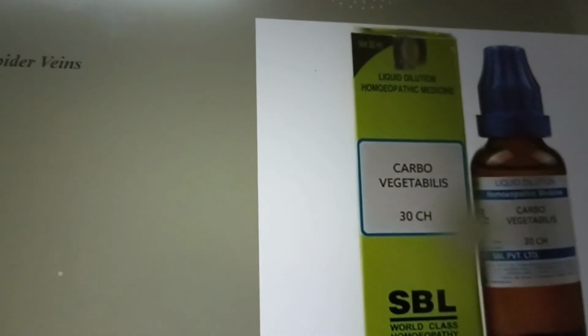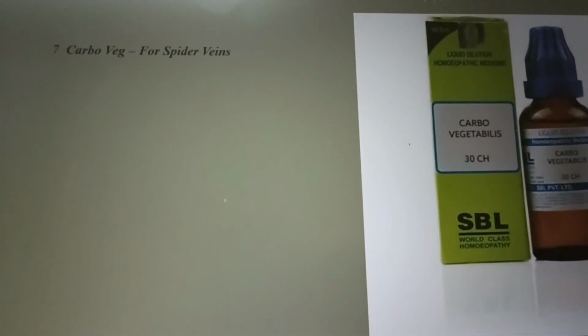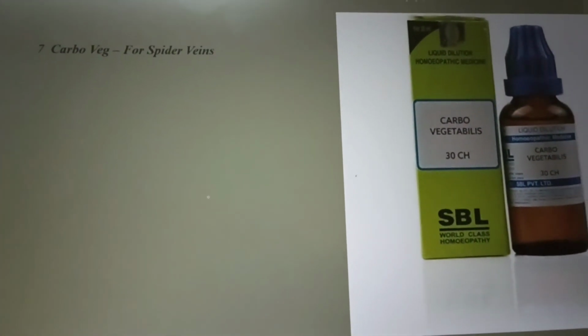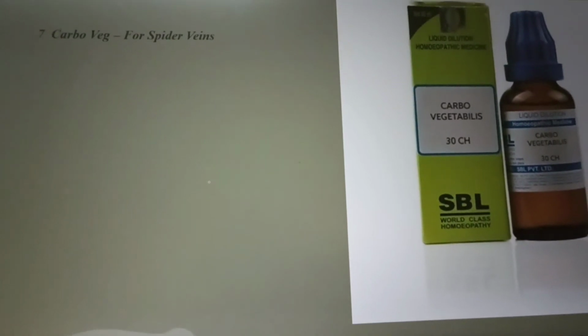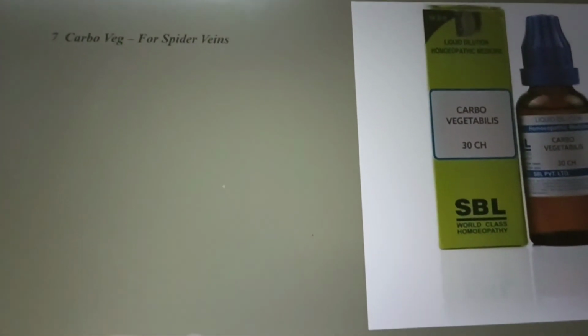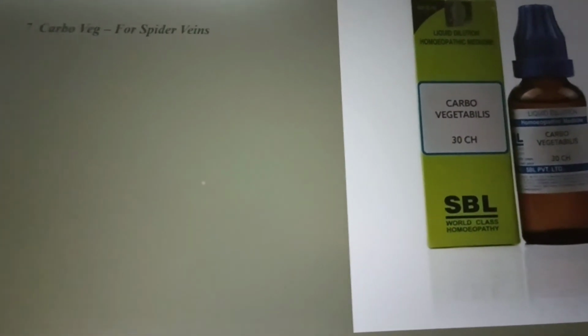Now, let's talk about the last medicine, last but not the least, that is Carbo vegetabilis, for varicose veins. This medicine is used for spider veins. Carbo vegetabilis is a prominently indicated remedy for spider veins. The veins appear reddish-bluish.